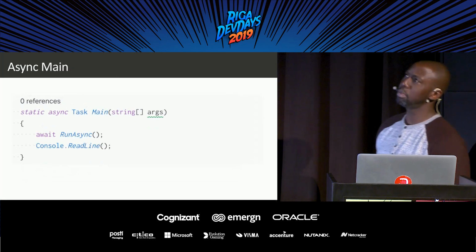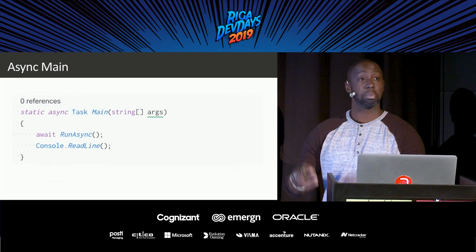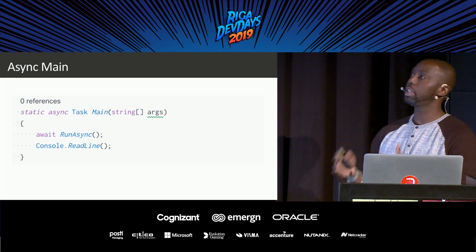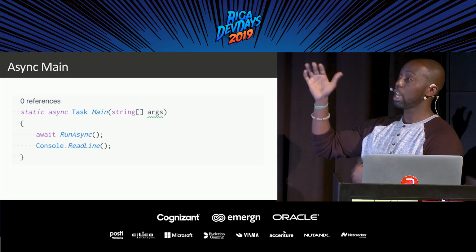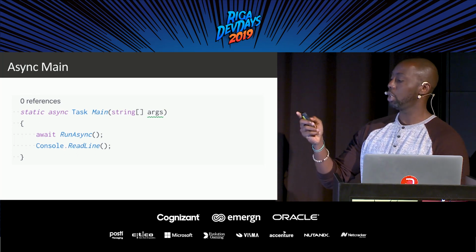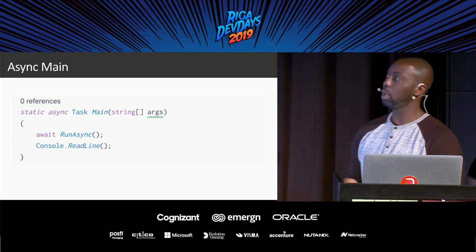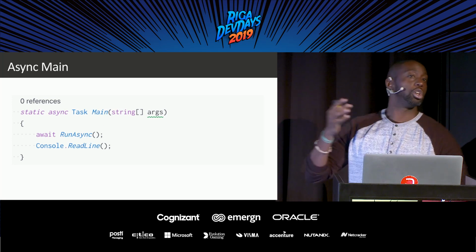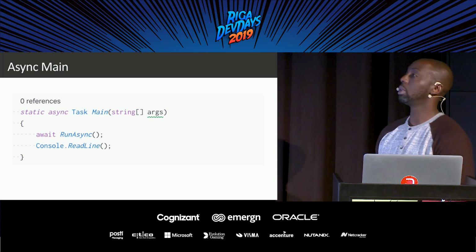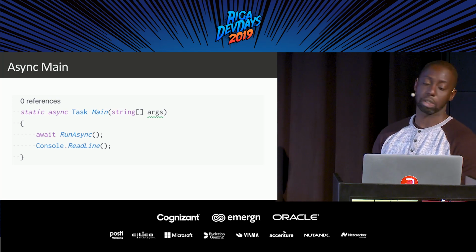So in C# 7.1, we now have the ability to do async main, right? And so now we'll just take care of all of that state management for you, and then you can just annotate your class with an async keyword and then return a task. And then now you could just run async methods inside of your main, just like you would any other method in your application.